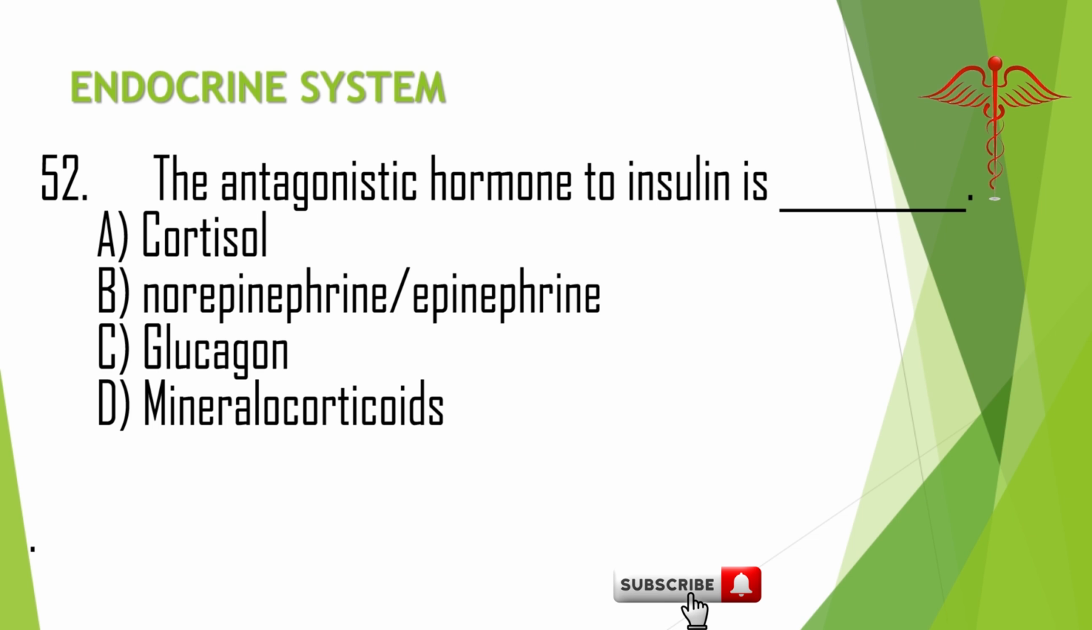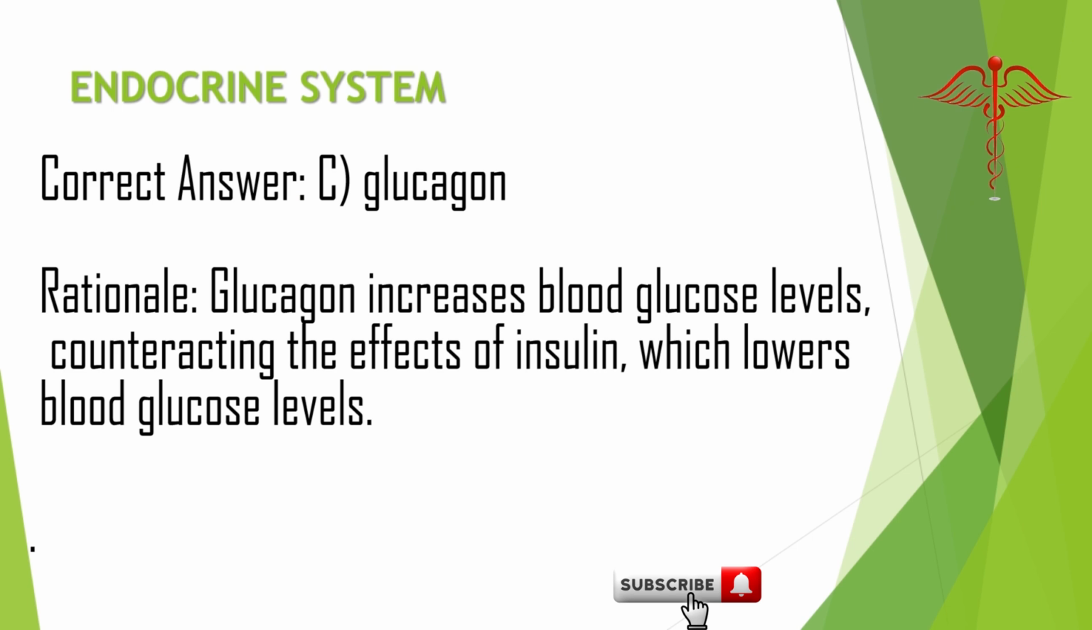52. The antagonistic hormone to insulin is what? A. Cortisol. B. Norepinephrine/epinephrine. C. Glucagon. D. Mineralocorticoids. Correct answer: C. Glucagon. Rationale: Glucagon increases blood glucose levels, counteracting the effects of insulin, which lowers blood glucose levels.